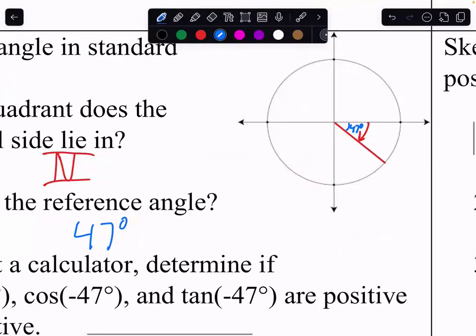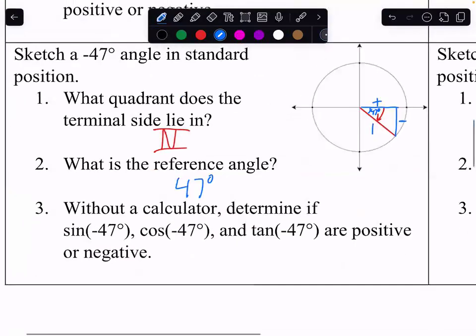Okay, so then the triangle formed. Y is negative because it's going downward, but X is positive because it's going to the right. So sine, opposite over hypotenuse, would be negative. Cosine, adjacent over hypotenuse, will be positive. Tangent, opposite divided by adjacent, negative divided by positive is negative.